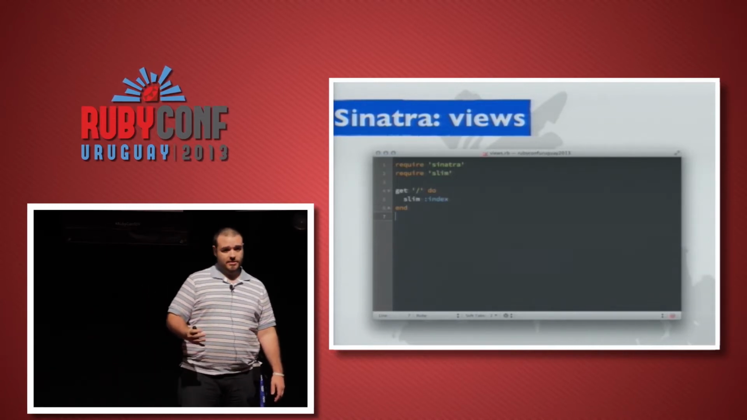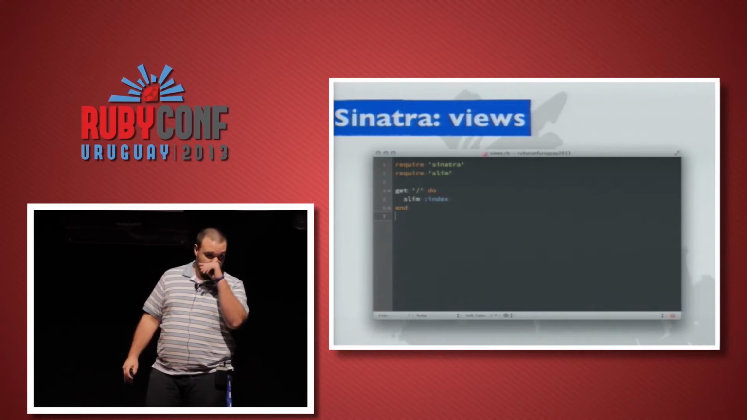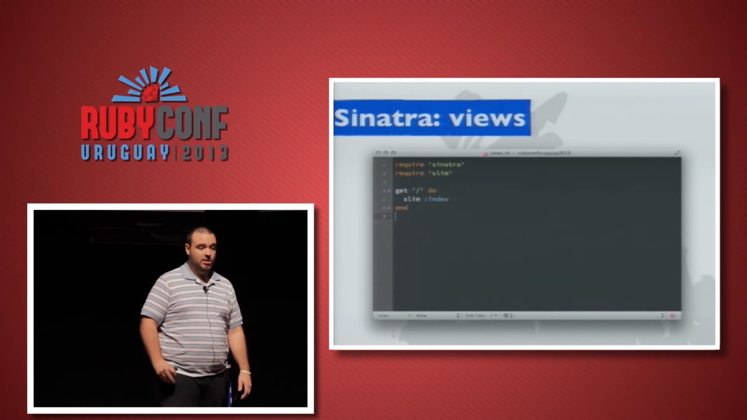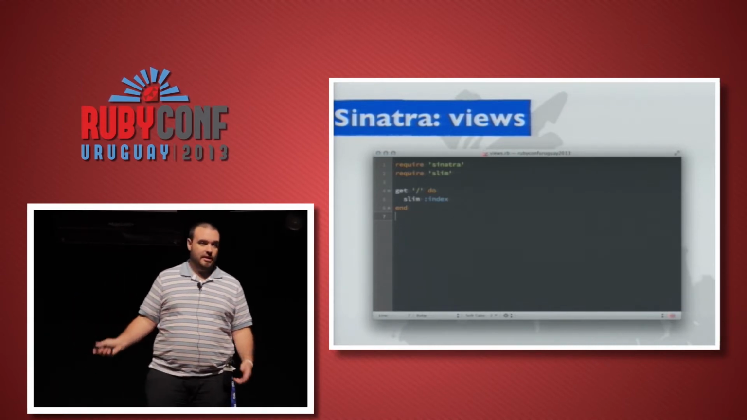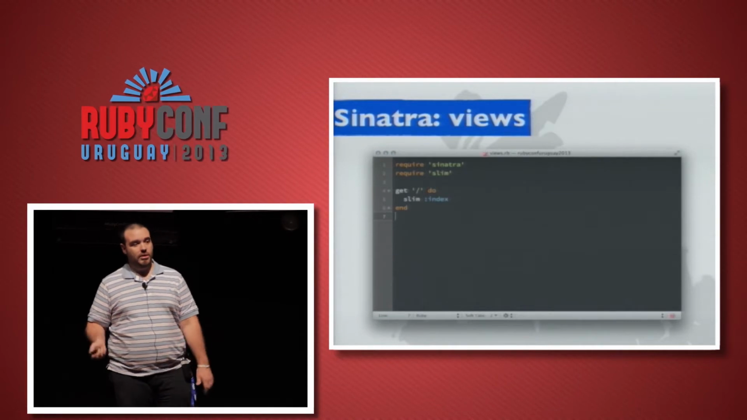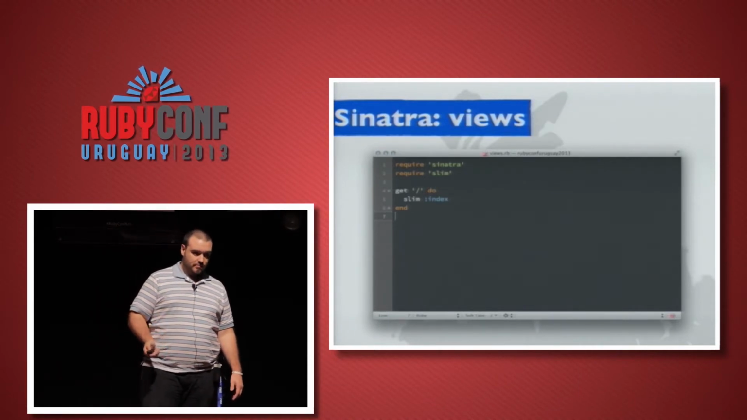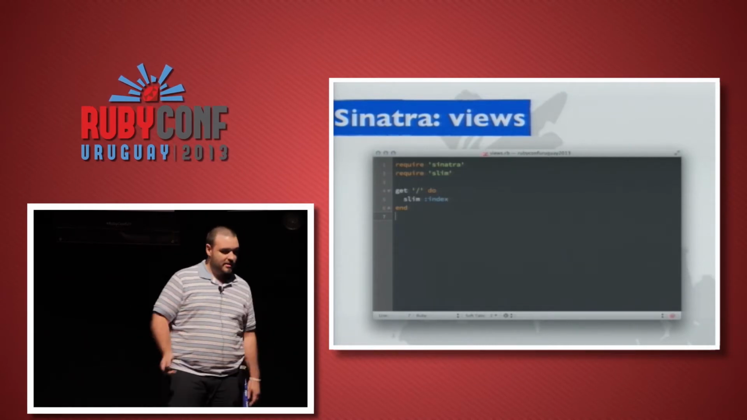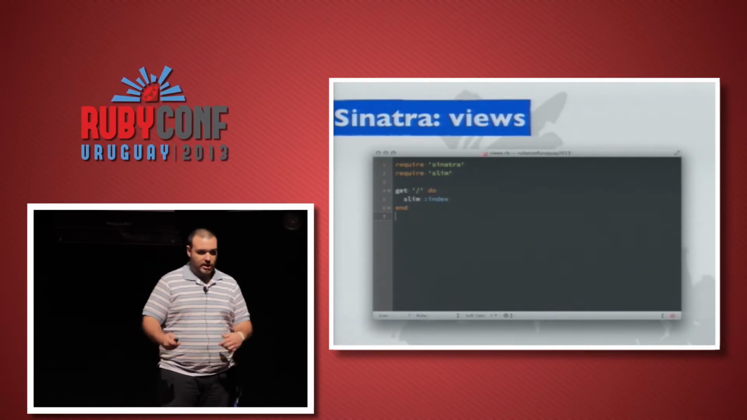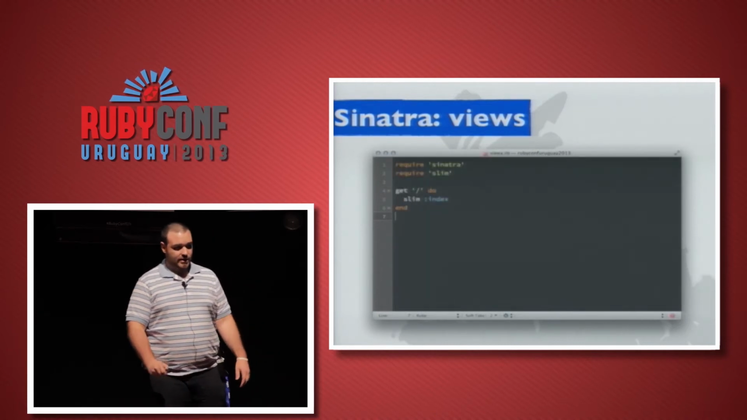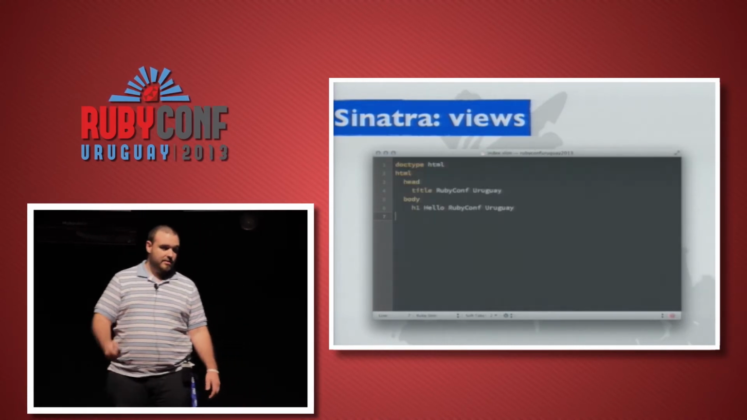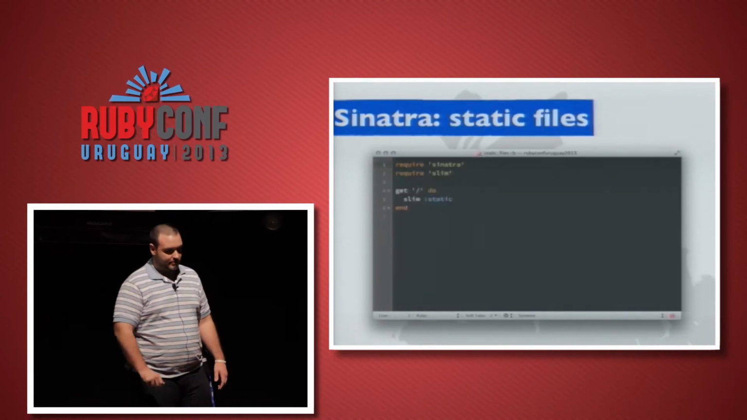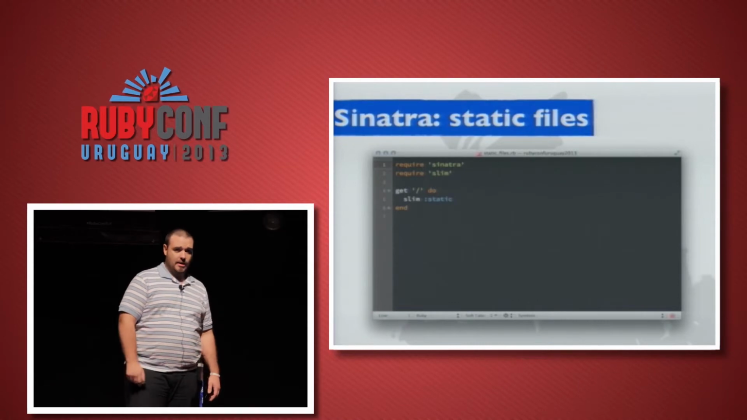Sinatra provides us a way we can render views in a simple way. For instance, if we require slim, we say slim index, and Sinatra already knows how and where to go to pick templates. I don't show the results because otherwise I would have needed too many screens and I didn't want to bore you. But in this case, if we say slim index, it will go look for the template that's called index and will render it.